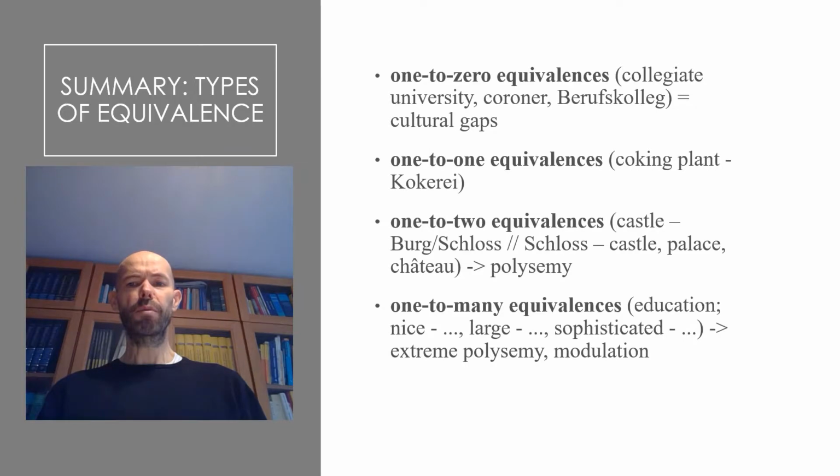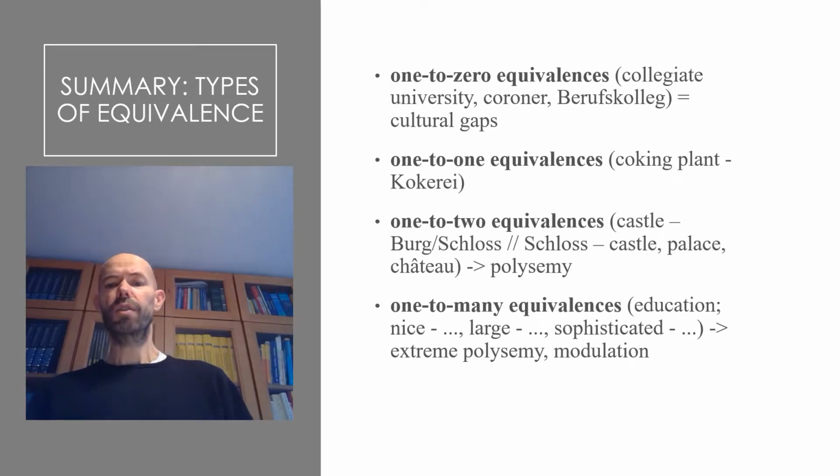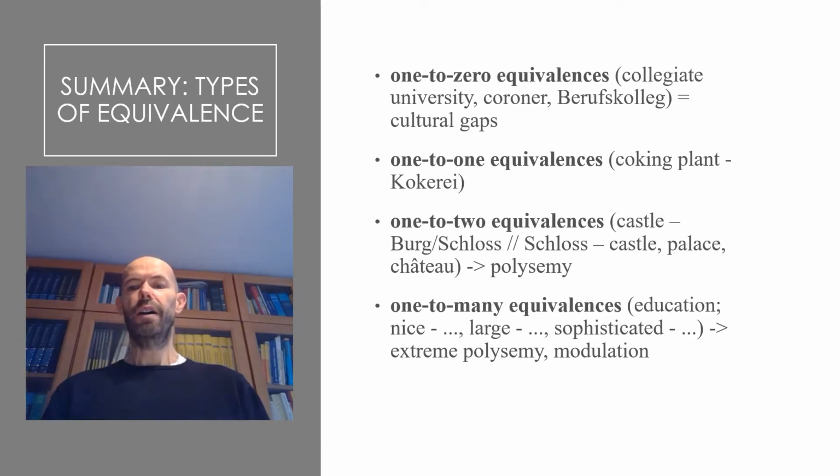And then we have 1-to-many equivalences, as in the case of education, or a word like nice, which can be something that's nice to look at, or a nice person, or a nice difference, which is a very small difference, or it could be in tennis, for instance, someone plays a nice shot, which is a skillful shot, and so on. All these words, we'll also have a look at sophisticated later in another video. All these words are characterized by extreme polysemy and are therefore sometimes very difficult to translate.